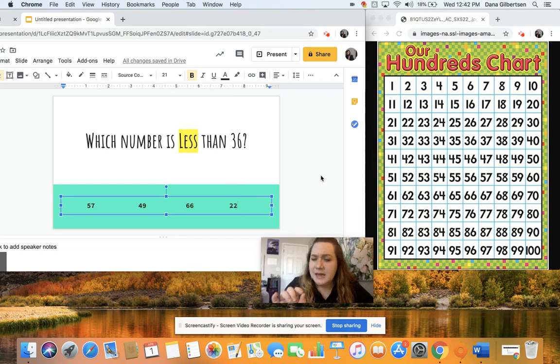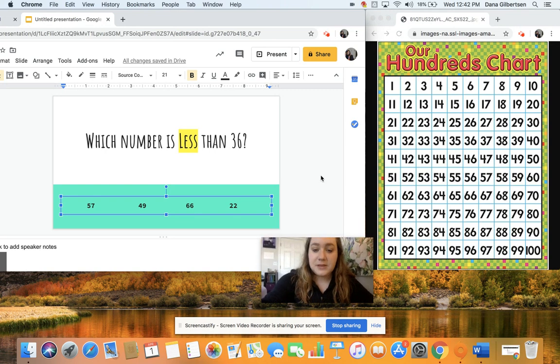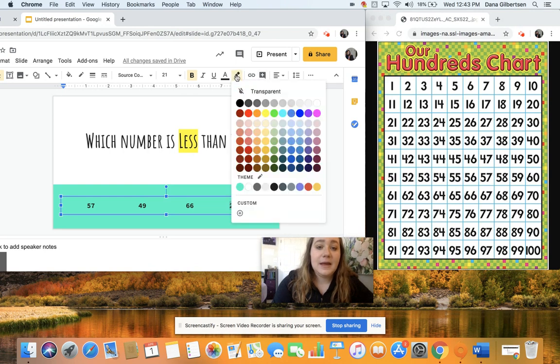Even though it is my last one, I'm not going to just pick it, because what if I made a mistake earlier on? I need to still check my work. That's what good mathematicians do. So from 36, I'm now moving backwards and moving back up my chart to find 22. Here's 22. Is 22 less than 36? Yes, so I can pick that as my answer.